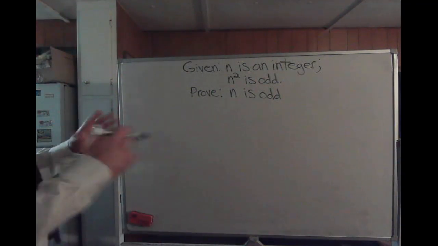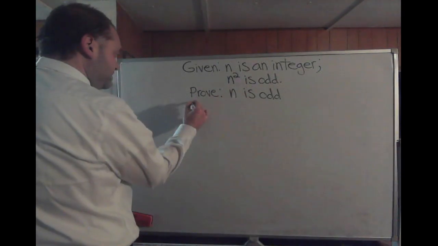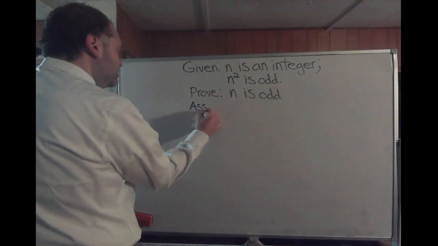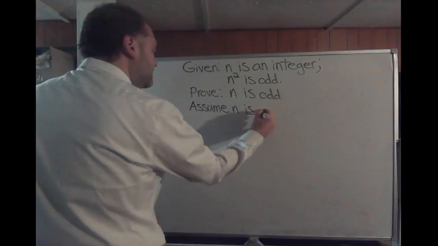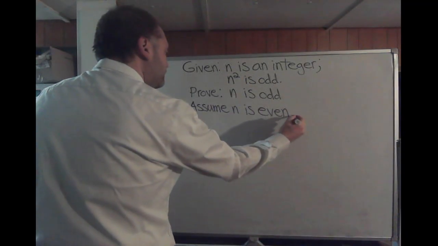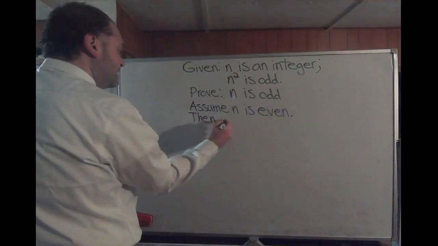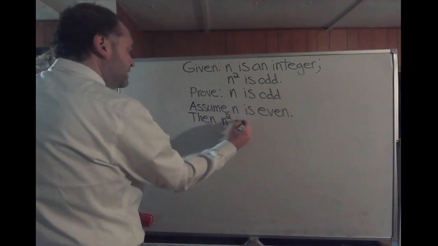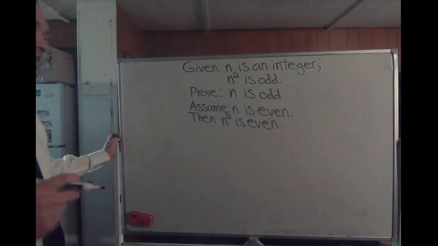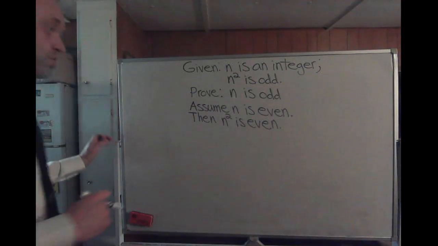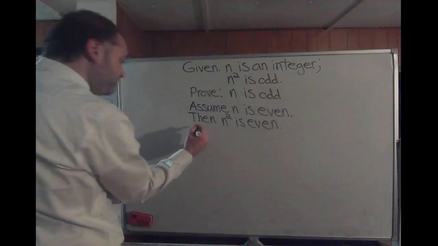So what we're going to do then is start by assuming that n is even, right? Assume the opposite is true. Assume n is even. Then n squared is even, right? Because if you take an even number, and you square it, you're going to get an even number, aren't you? So assume n is even, then n squared is even.